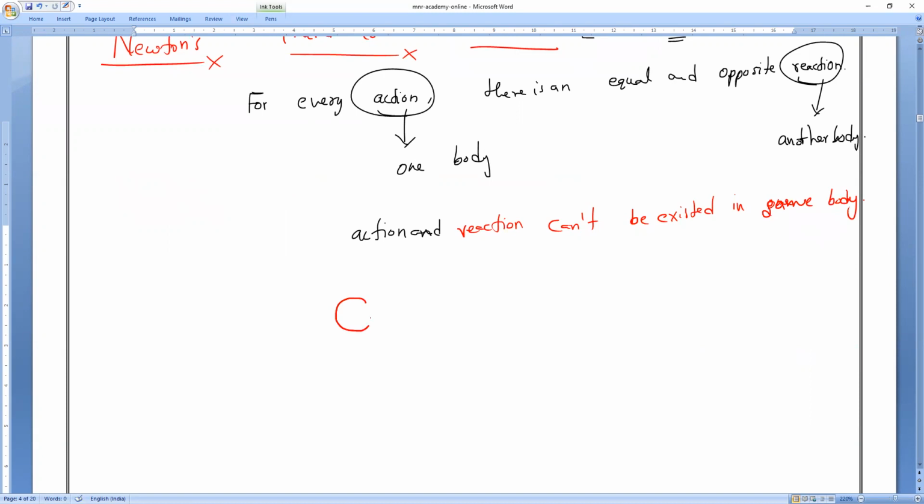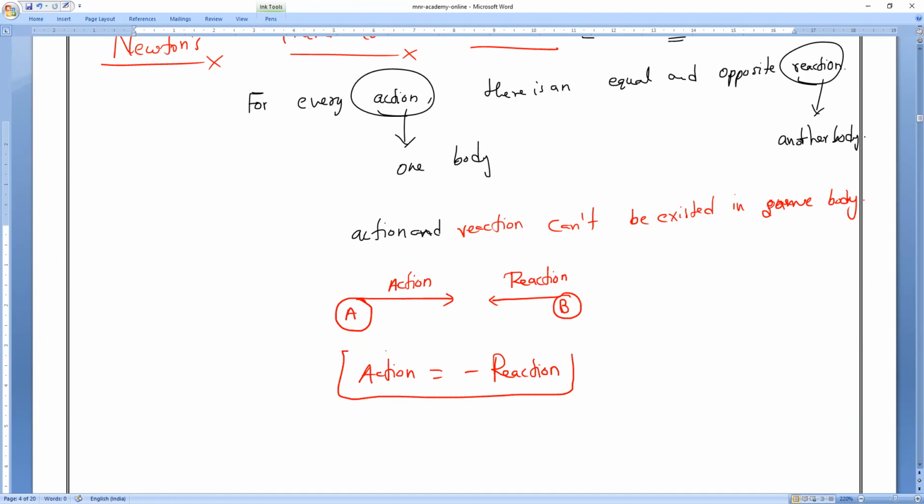So how many bodies are involved in Newton's third law? Two bodies. The first one is action and the second body, we call it reaction. So complete it till here. Make it fast. Action and reaction. Simply, if you want to say, action is equal to minus reaction, that is what we call Newton's third law. Okay, guys? Then next we'll study the applications of Newton's third law.